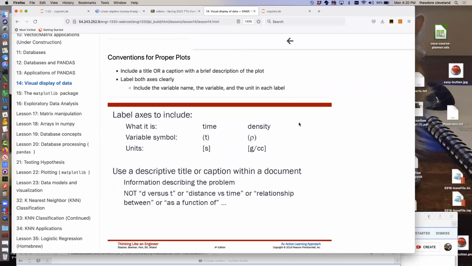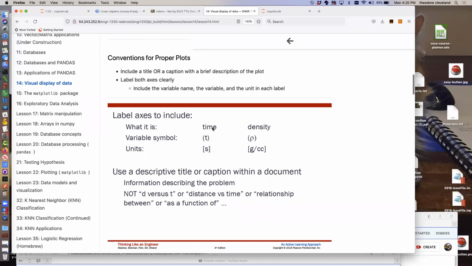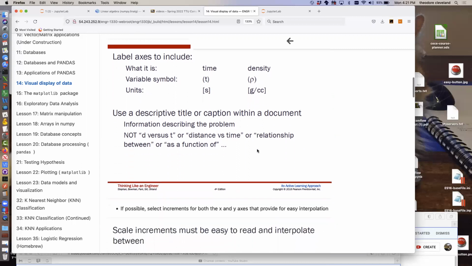We also need to label the axes. Again, meaningful labels. X-axis and Y-axis, while technically correct according to these rules, aren't particularly useful. So what we want in the axes label is usually what's being plotted, the variable name, possibly the symbol for the variable, and definitely the units for it. So for instance, if we're plotting time and density on the same plot, we'd certainly write the words time and density, probably include the symbol for time, which in this particular case is t, and density, which is rho, and then the units, in this case seconds, and grams per milliliter.